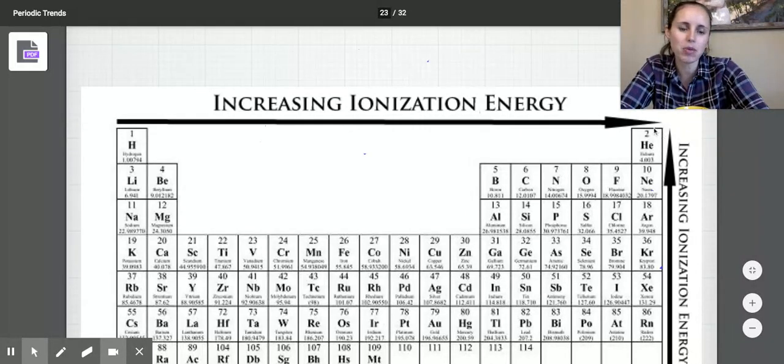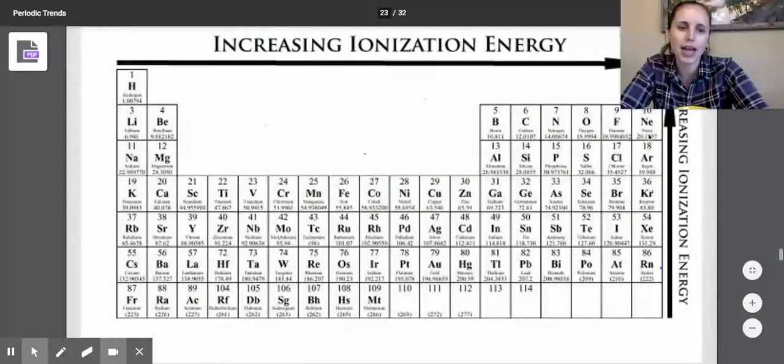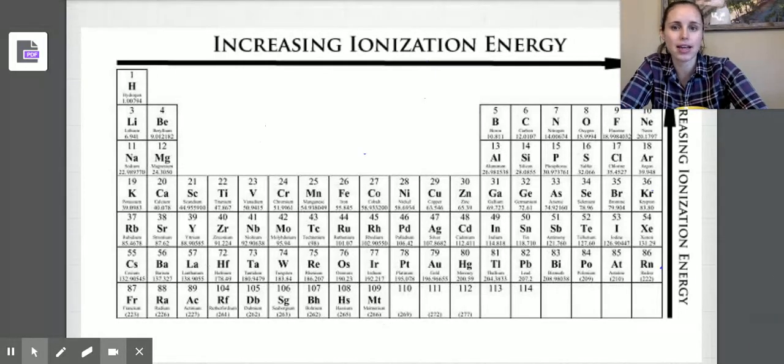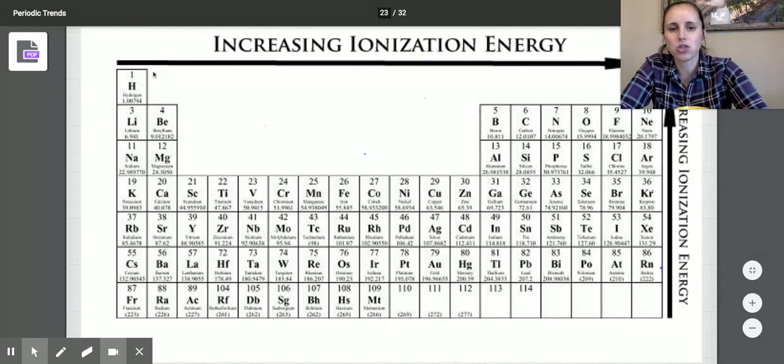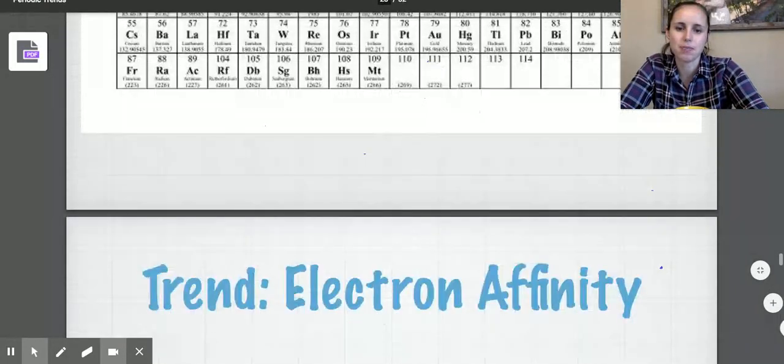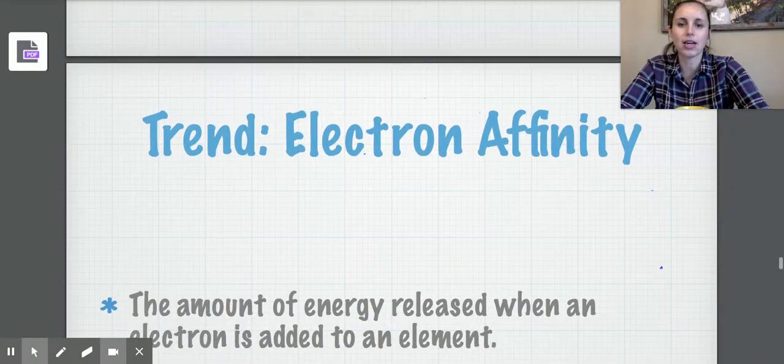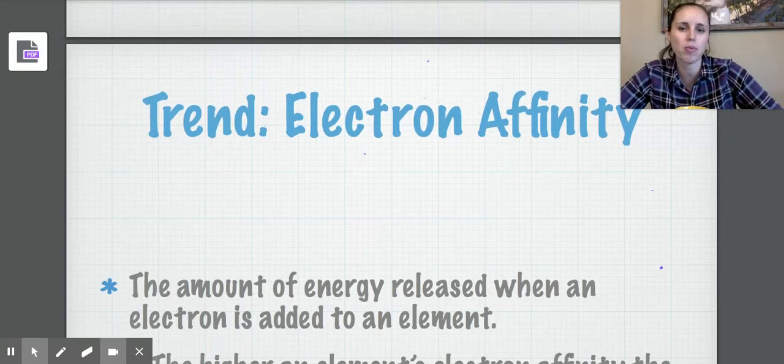So the element with the highest ionization energy would be helium, and the element with the lowest ionization energy would be francium down here. And when you actually look at the values, that is true. So we actually do have the trends in the periodic table follow what we would expect. Let's take a look at another trend. We actually have two more we want to look at.